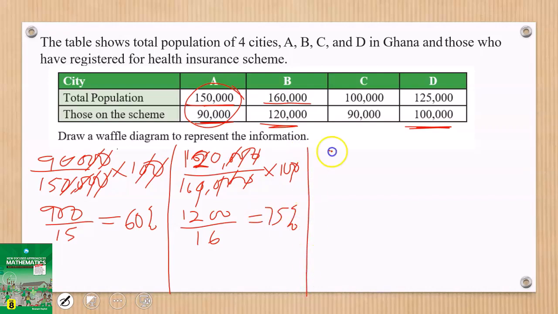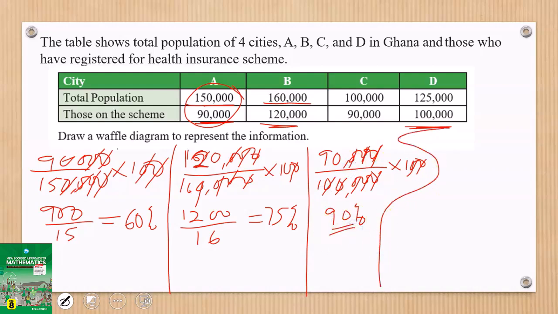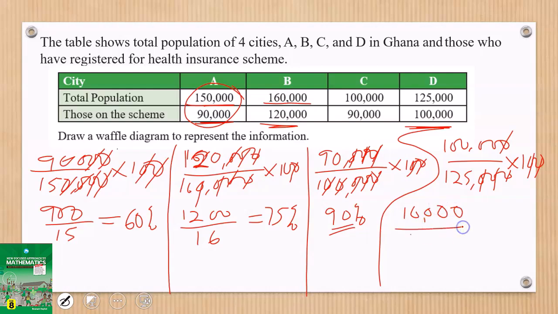Then we look at that of city C. So we have 90,000 compared to 100,000 times 100. And again, we cancel the zeros, so we have just 90% left. Then the final city, city D: 100,000 divided by 125,000 times 100. Again we cancel the zeros, so we have 10,000 divided by 125. And when you do 10,000 divided by 125, we have 80%.